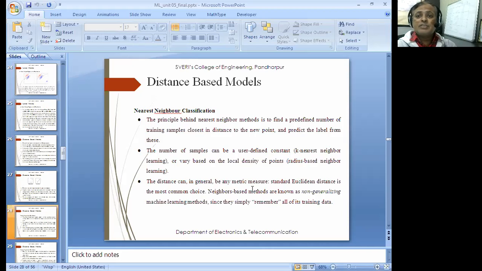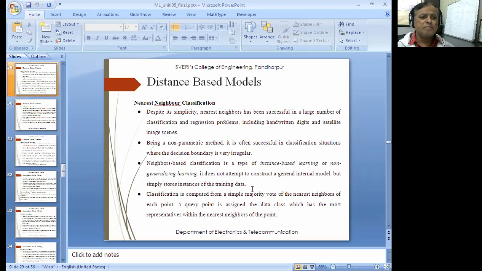Whereas the other models, after training, apply the results on the test data. But this does not do that. As test data comes, it goes to the training data, analyzes, and then goes back to the test. So this is the difference between them. Mostly the distance based models use the standard Euclidean distance method, and neighbor based classification will obviously come under it. Neighbor based method is a non-generalized machine learning method that simply remembers all of its training data.